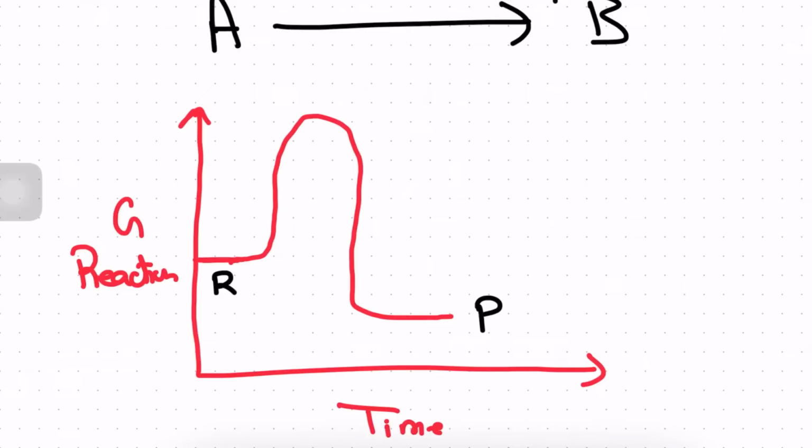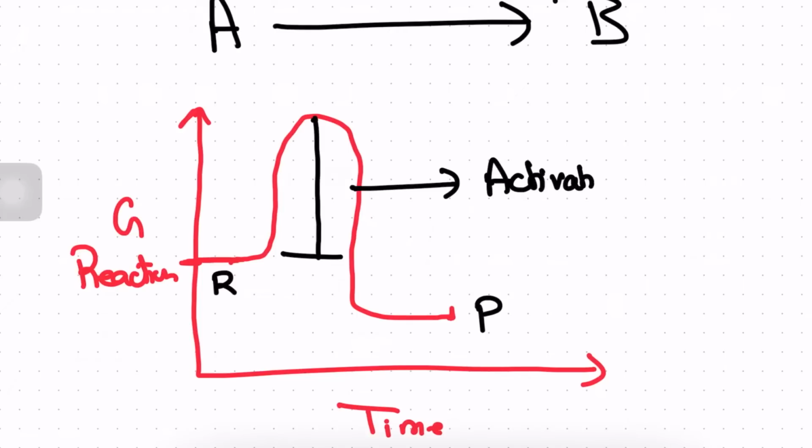Now here if you see, your reactant has some energy. This is the point where your reactant is, and this is the point where your product has energy. Now this, from here to here, is your activation energy. This barrier has to be crossed, otherwise this reaction is not going to proceed.